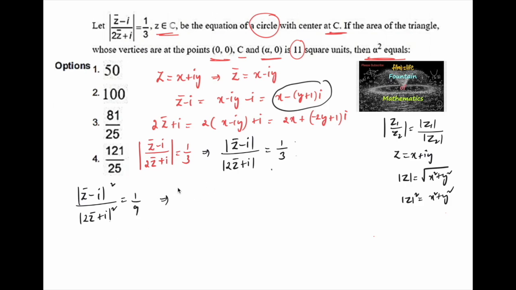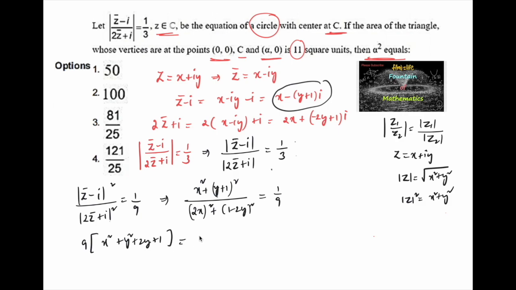So we can write here mod of z bar minus i is x minus i(y plus 1), that is x square plus (y plus 1) whole square, divided by 2x whole square plus (1 minus 2y) whole square, which is equal to 1 upon 9. Or 9 times (x square plus (y plus 1) whole square, that is y square plus 2y plus 1) is equal to 4x square plus 1 plus 4y square minus 4y.